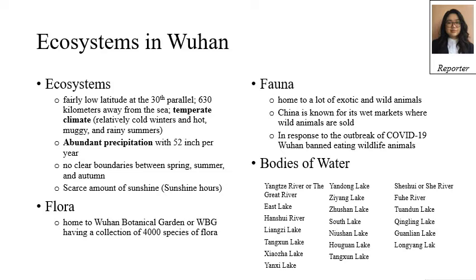Wuhan is also home to a lot of exotic and wild animals. In fact, China is known for its wet markets where wild animals are sold. It is suspected that the COVID-19 outbreak started at a wet market in Wuhan, and in response to the outbreak of COVID-19, Wuhan decided to ban eating wildlife animals.